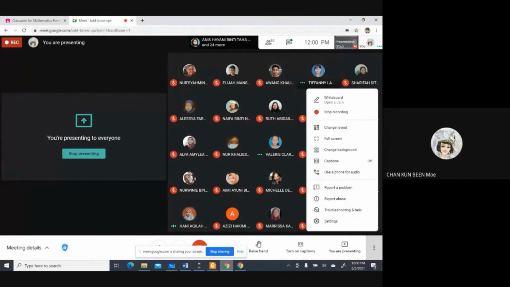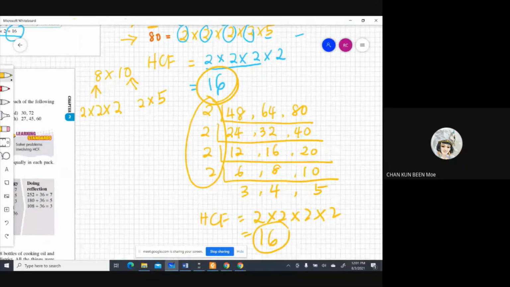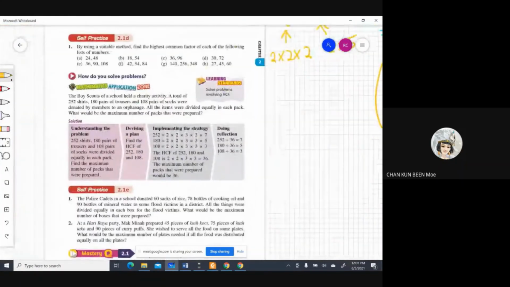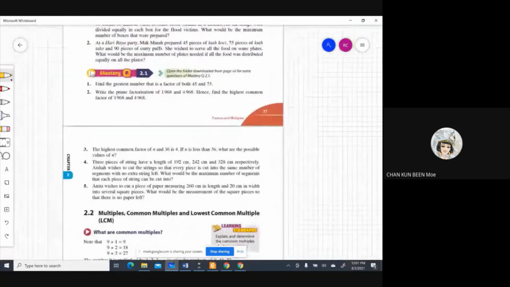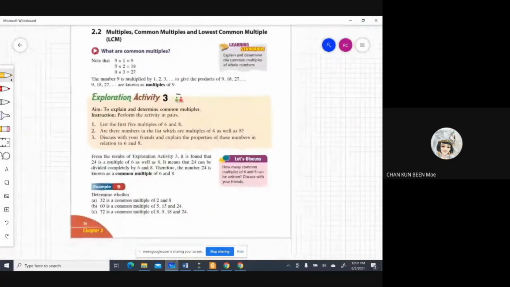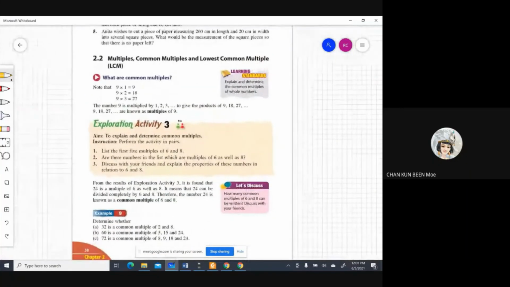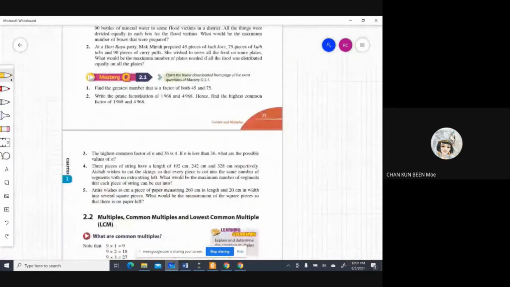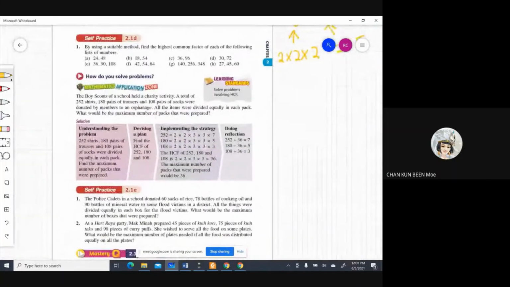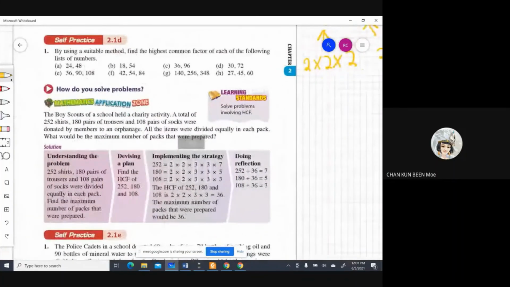Understand? Yes. So we move forward to the last part, which is problem solving. Okay, let's look at the problem solving now. Problem solving is on page 38. Is it 38? No, not this one, sorry. This one. Problem solving.